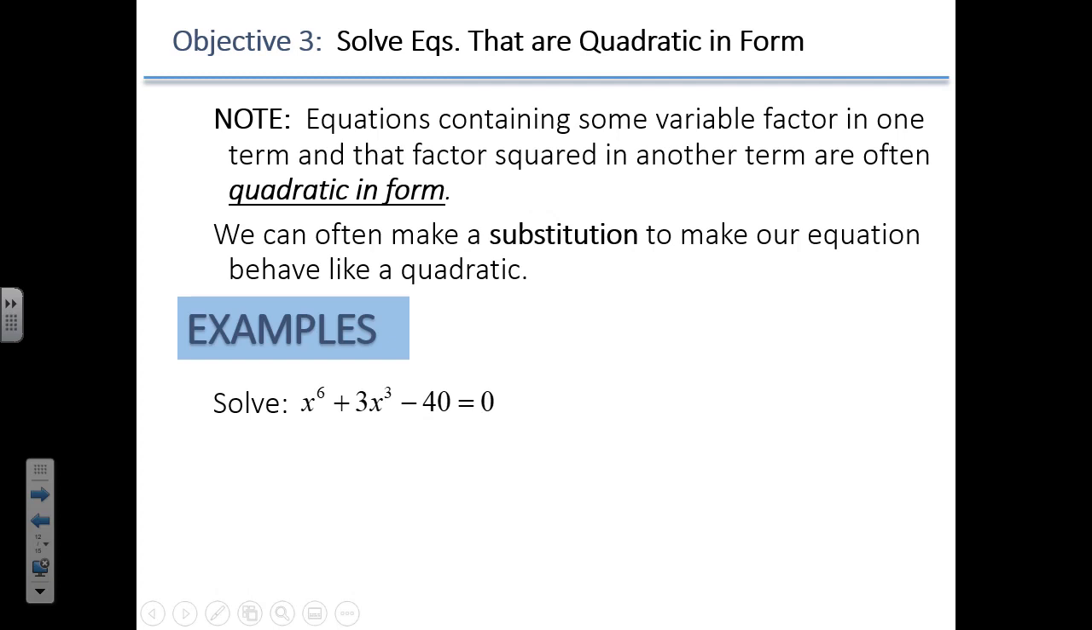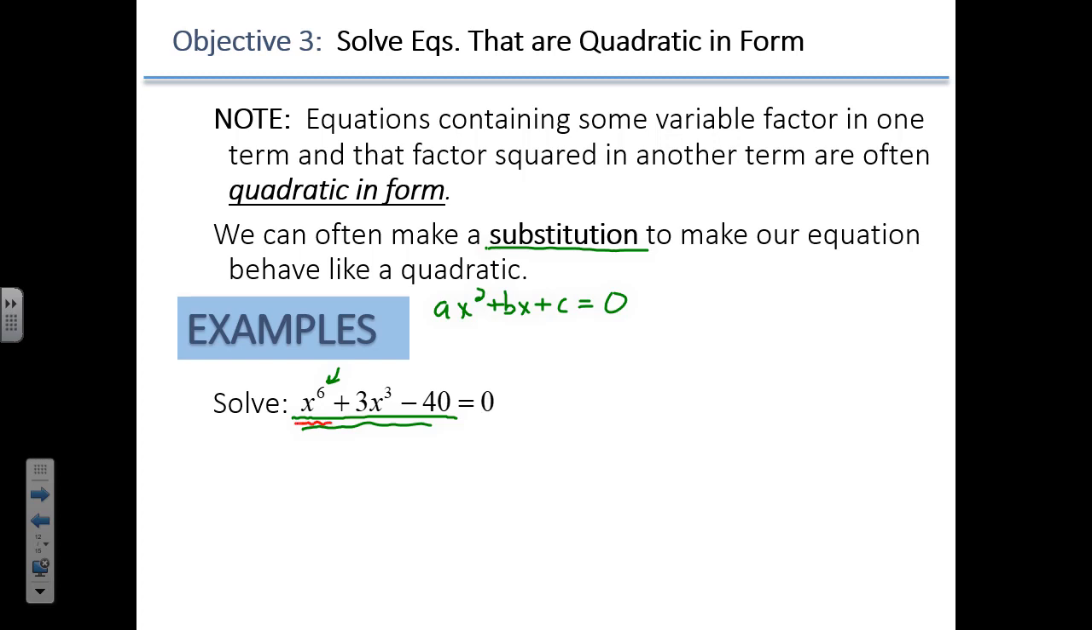Okay, we're going to wrap up this lesson with one more skill that you need to develop while we're working through this topic. Take a look at this equation, x to the 6 plus 3x to the third minus 40 equals 0. Notice here that that sixth power means that this is not a quadratic, but it sure does look like it, doesn't it? It looks really, really close to the form ax squared plus bx plus c equals 0. So what we can do is we can make a substitution that will make this act like it's a quadratic. Here's the key.